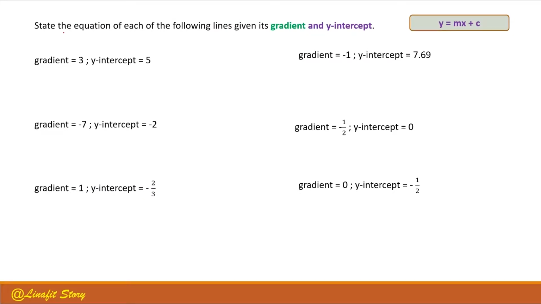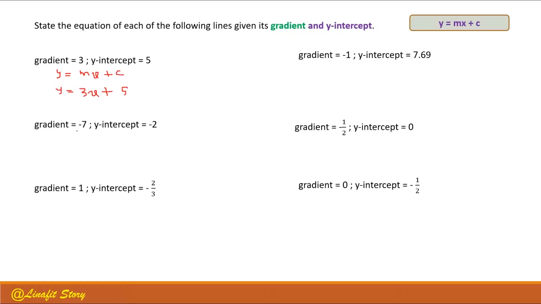State the equation of each of the following lines given its gradient and y-intercept. Remember, y is mx plus c. m is the gradient, c is the y-intercept. The gradient is 3 and the y-intercept is 5. y is mx plus c. So y is 3x plus 5.